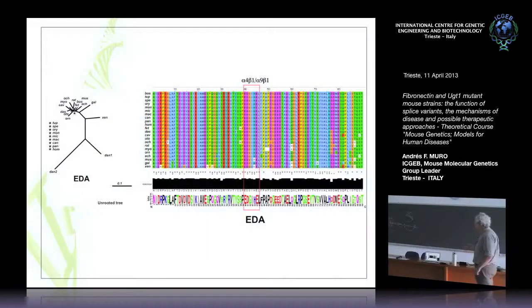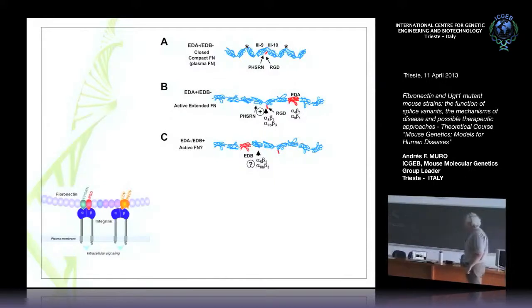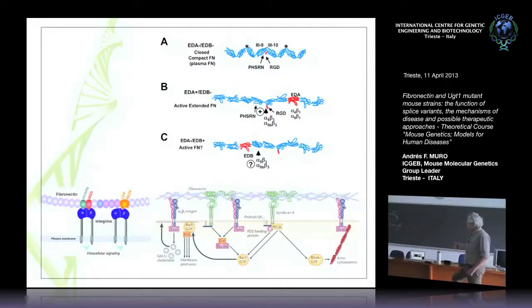The EDA exon is also very conserved along evolution. It has about 87% amino acid similarity between 22 species, and this is really high. So the EDA exon also has a function. It binds to integrins. And the binding to integrin is supposed to be activated according to the different isoforms that we analyze.